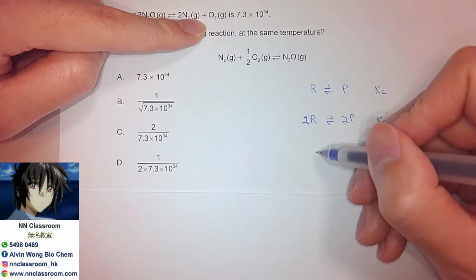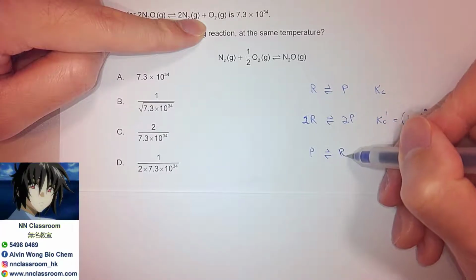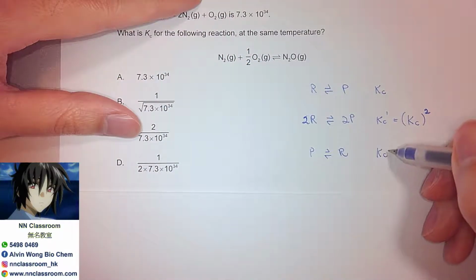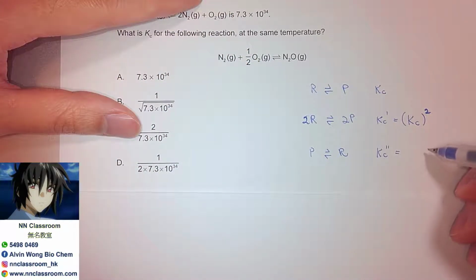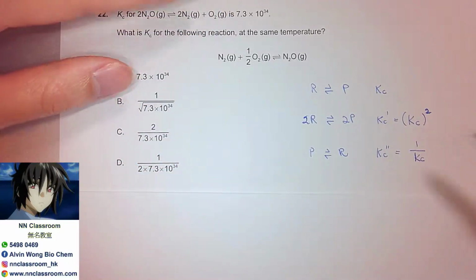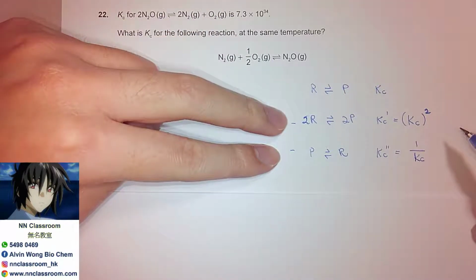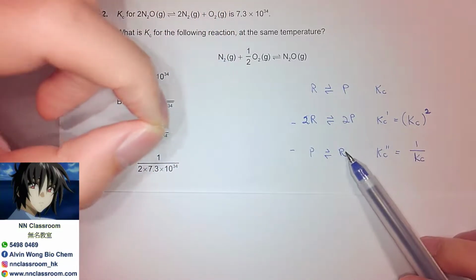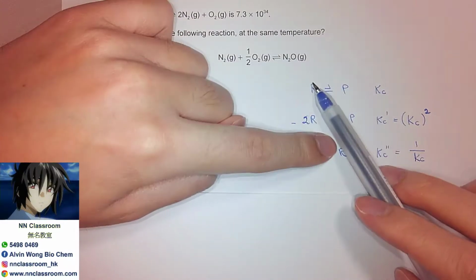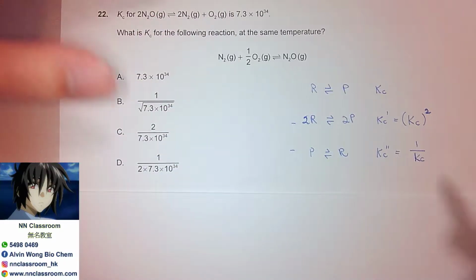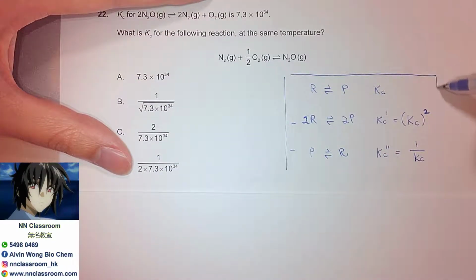The second treatment is that if we flip the equation, now P becomes the reactant, R becomes the product, then this new Kc, Kc prime, will be equal to the original Kc but a reciprocal. Yeah, the reciprocal. That means the denominator and numerator are flipped. So that's why there are two different treatments. If we change coefficient, we put that coefficient to the index. Secondly, if we flip the equation, the Kc will need to be reciprocal. So these are the general rules that we need to bear in mind.